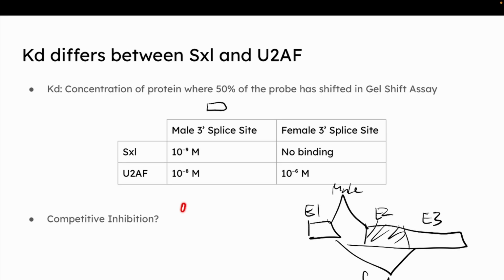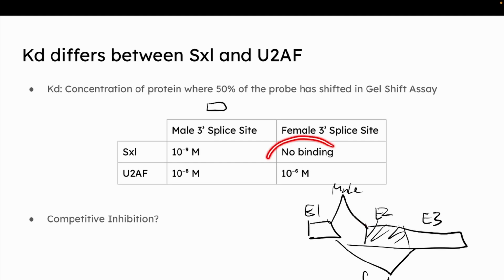But U2AF, okay, well, you need less. Oh, sorry, you need more. You need a higher concentration, by a factor of 10. So that's actually quite a big difference. And so this suggests that Sex lethal can bind better to here. But here's the key. Here's the kicker.